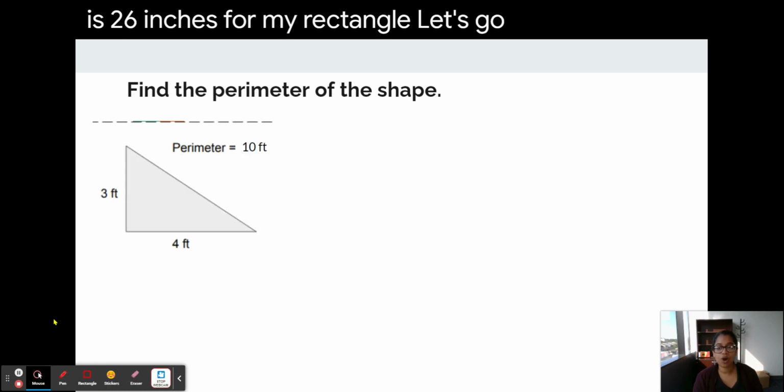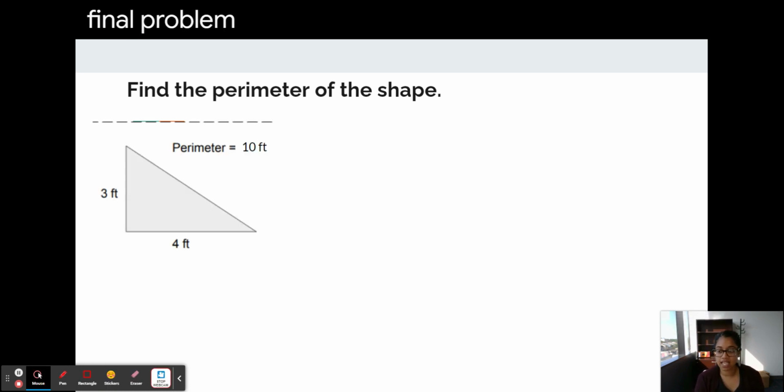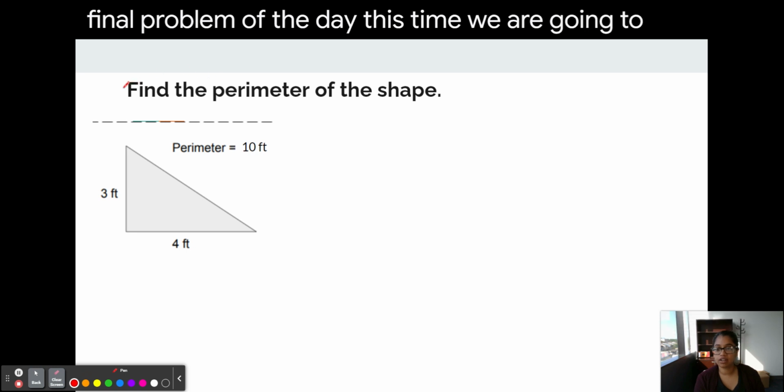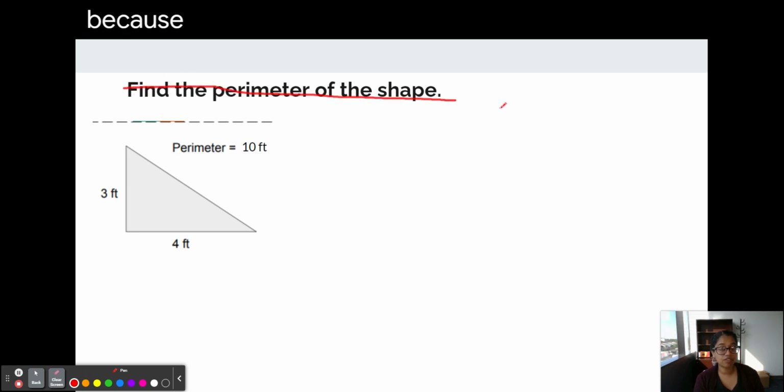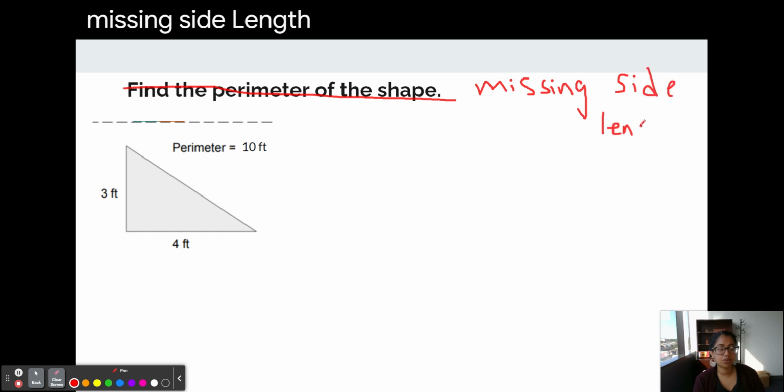Okay, and let's go on to our final problem of the day. This time we are not going to find the perimeter of the shape because we already have the perimeter. We're going to find the missing side length. So that's what we need to find. We need to find the missing side length.